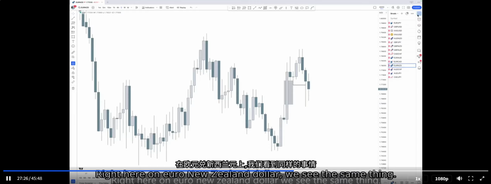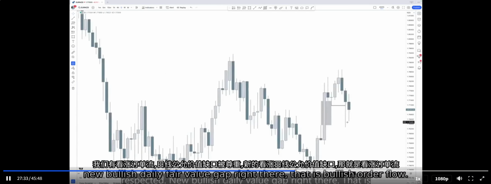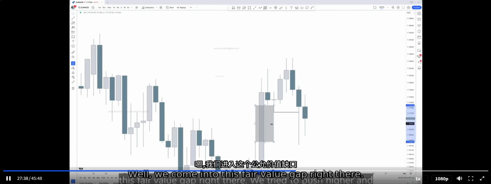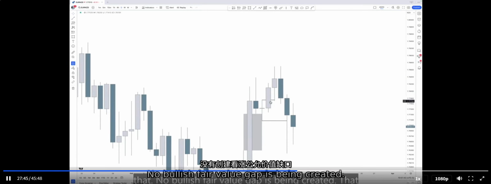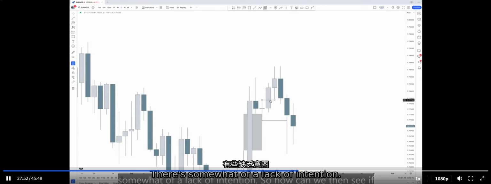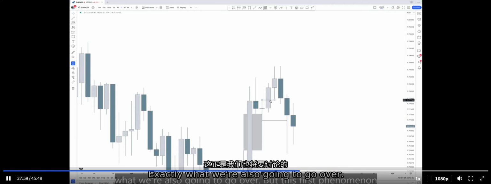Right here on Euro New Zealand dollar, we see the same thing. We have bullish order flow right there. Daily fair value gap respected, new bullish daily fair value gap right there. That is bullish order flow. So what do we see? Well, we come into this fair value gap right there. We try to push higher and we fail to again create a new higher fair value gap off of that. No bullish fair value gap is being created. That indicates, again, there's somewhat of a lack of intention. So how can we then see if we want to continue lower or still continue higher? Exactly what we're also going to go over.